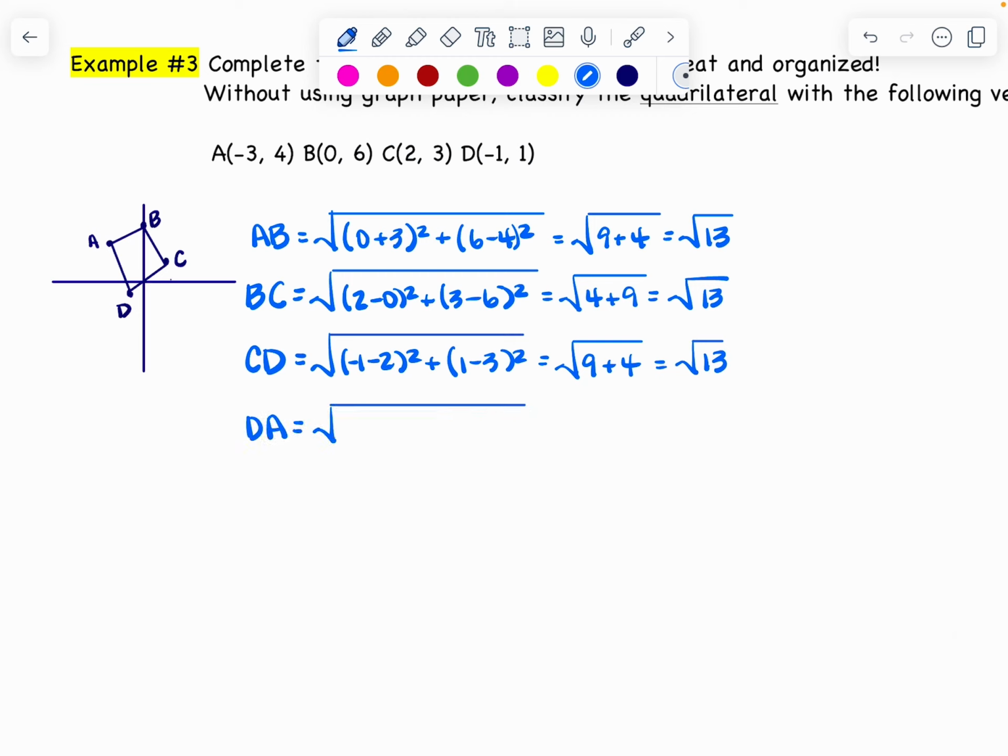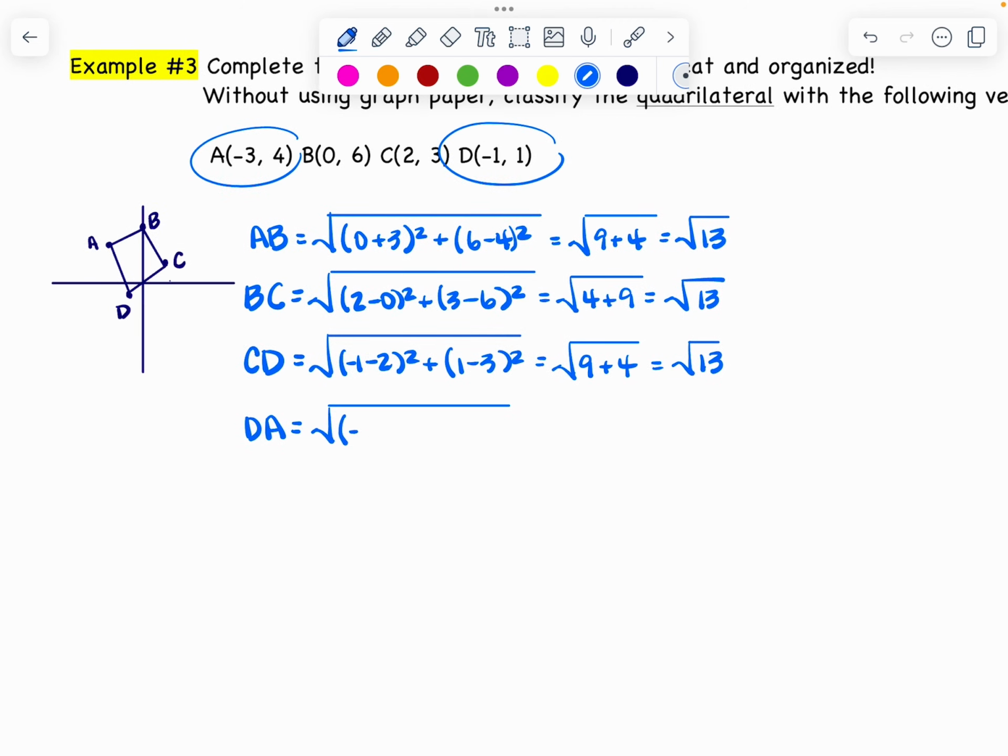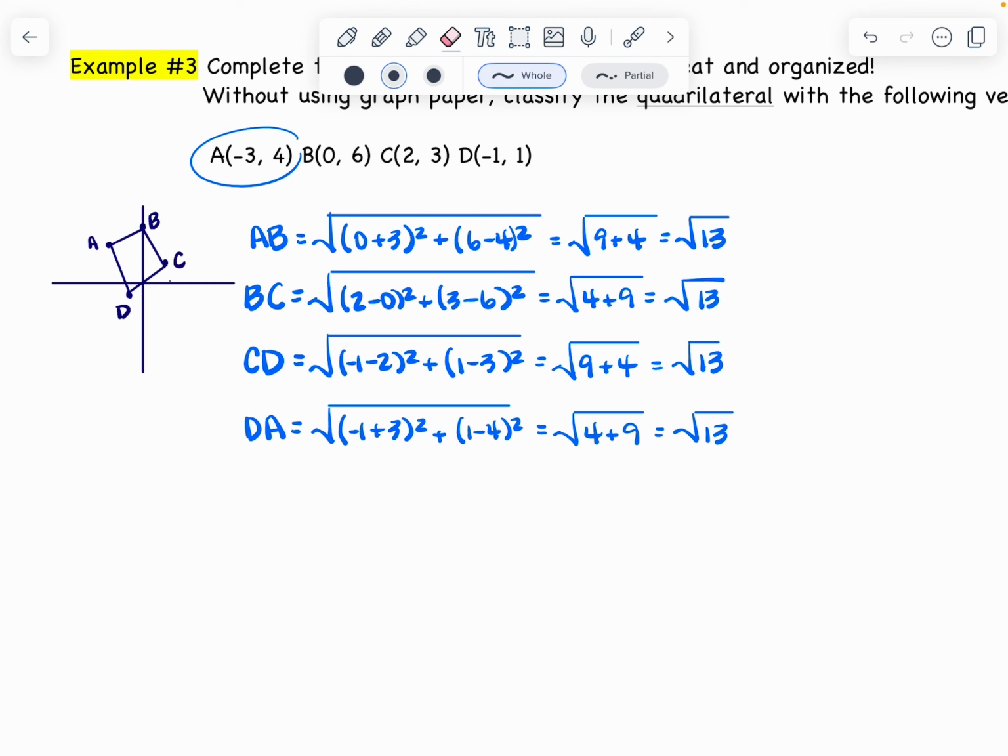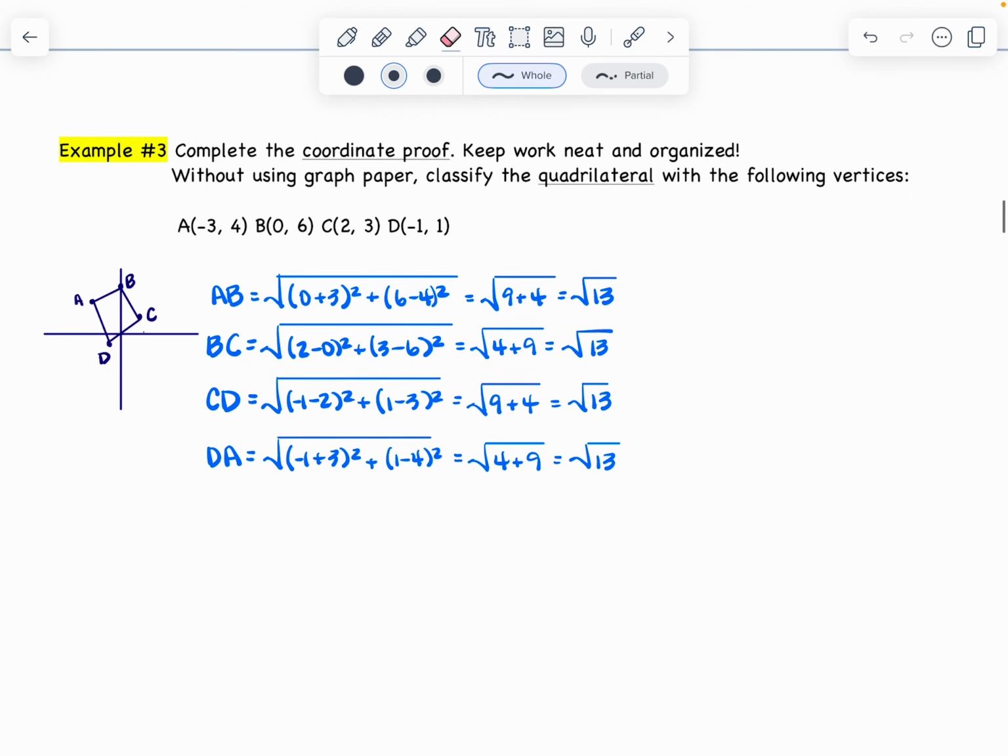Now I have to do the very last one, which is DA or AD. It doesn't matter what order you put those in. And yes, you must do the fourth, because I can draw a quadrilateral that has three congruent sides, but not a fourth congruent side. So you do have to keep going. So here we go, DA. I'm using these two now with my distance formula. So negative 1 plus 3, because of the double negative, plus 1 minus 4 squared. That's going to give me 2 squared, which is 4, and negative 3 squared. Oh my goodness. Looky there.